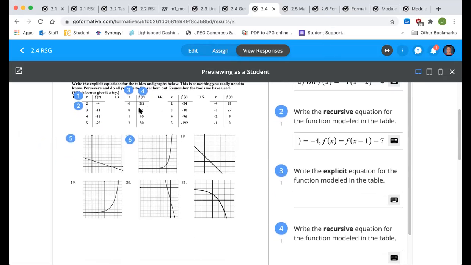So now for this table, the explicit and recursive equation. So again, first thing we need to do is find the start value, find the change. Okay, so our start value, negative 1 2/5.